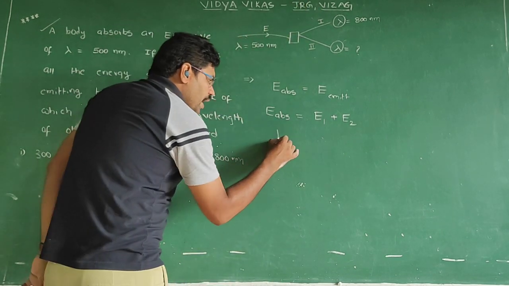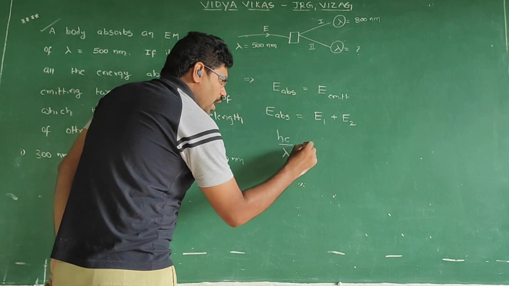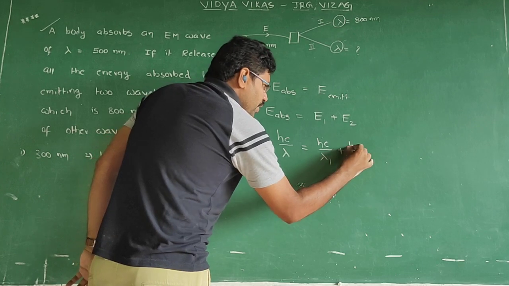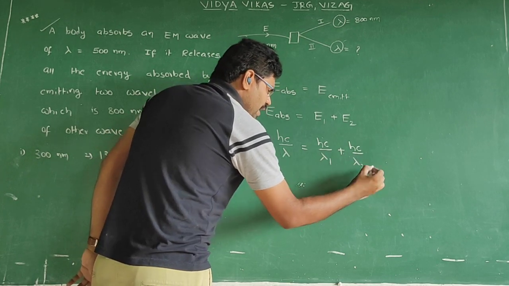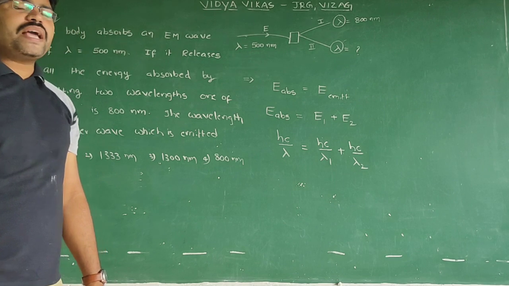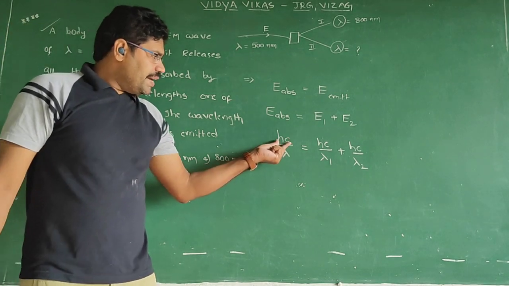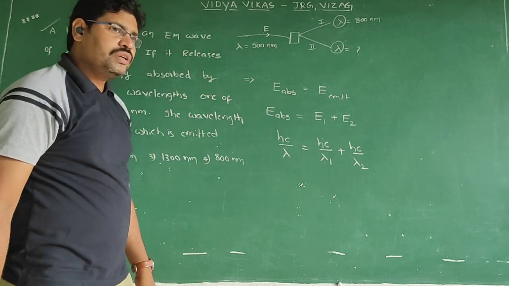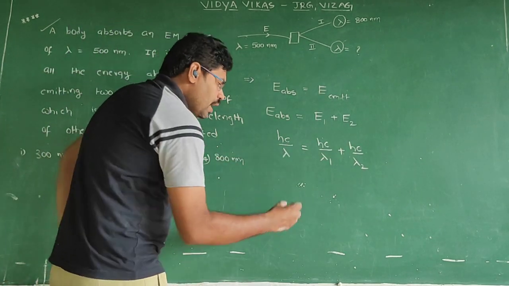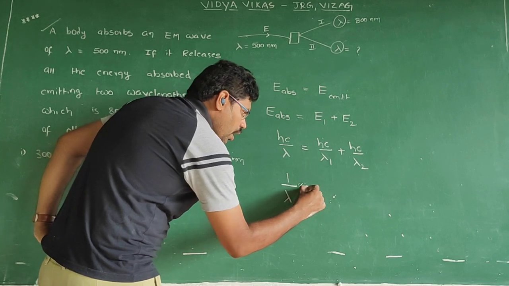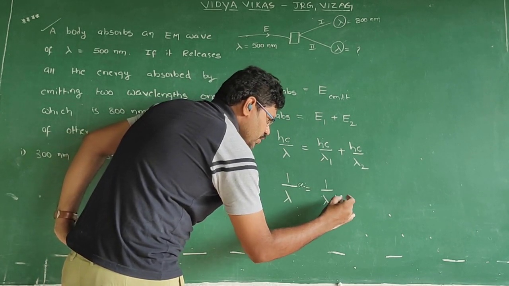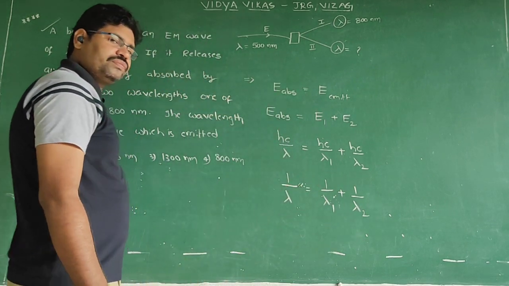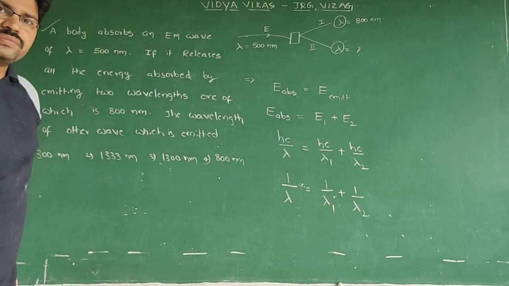We have the formula for energy hc by lambda, and we have the formula hc by lambda 1, and hc by lambda 2, according to Planck's quantum theory. But here h and c are always constant, so they cancel together, and that's why 1 by lambda is equal to, dear students, 1 by lambda 1 plus 1 by lambda 2. Keep in mind. Okay, is it clear?